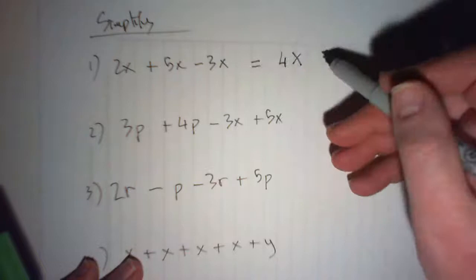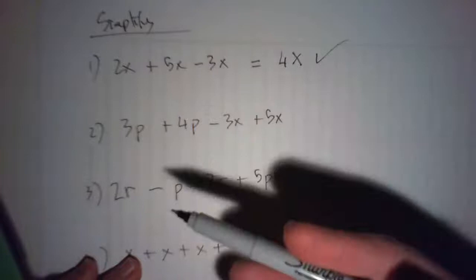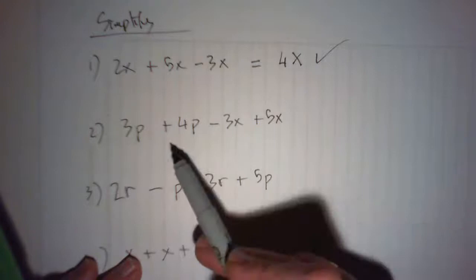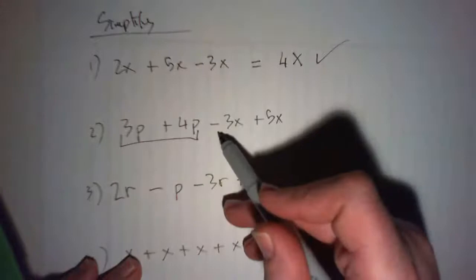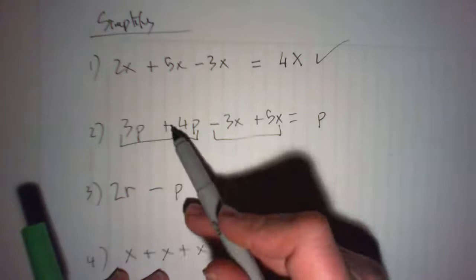Now, let's try the second one. Check again. I don't see any multiplication or division to be done. This is just addition and subtraction. So the like terms rule applies. Let's say the variables. p, x, x, right. I can't add them all together, but I can hear a p and a p. They can be done together. I hear an x and an x. They can be done together. So that must mean I can just add them as two little parcels. So 3p, so that means I'm going to have a p in the answer. 3 plus 4 is 7p.